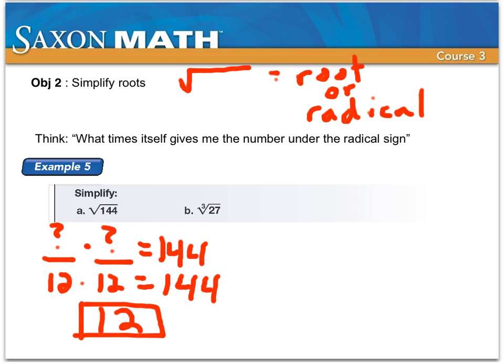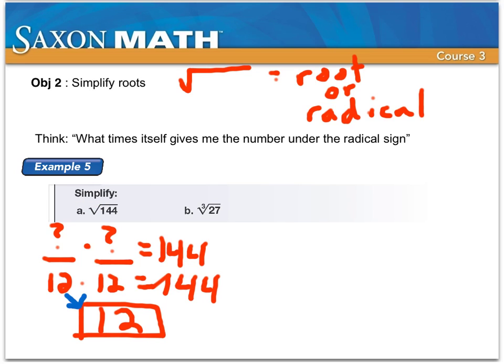Notice, and this is important, when I wrote my answer here, I only used one of these 12s. I didn't use them both, so my answer is just 12, because 12 times 12 equals 144. How did I know I only need to take it by itself twice? Because there's no number in here.